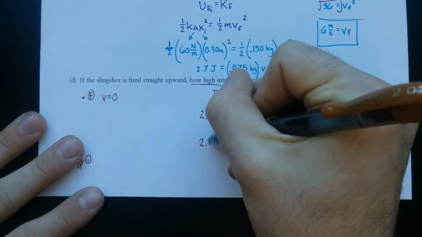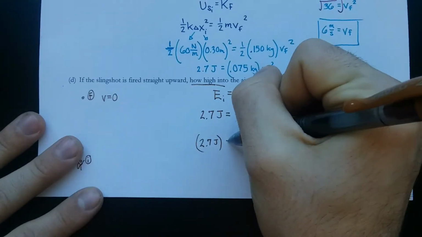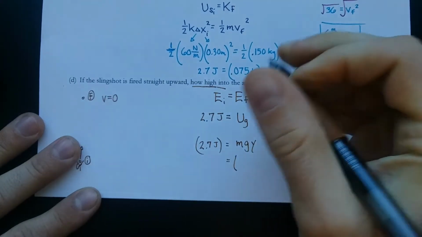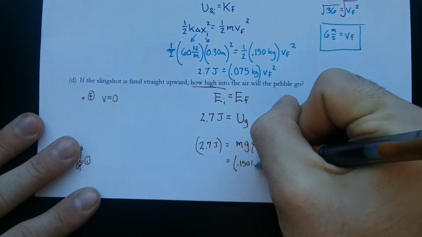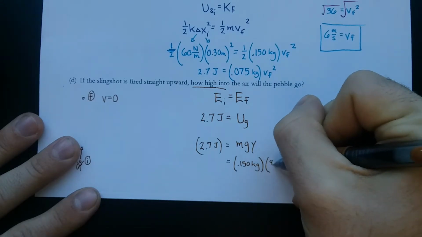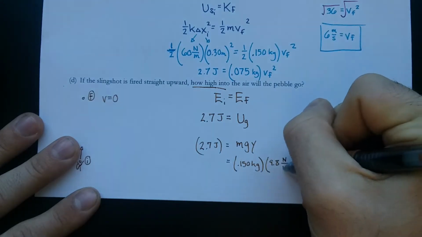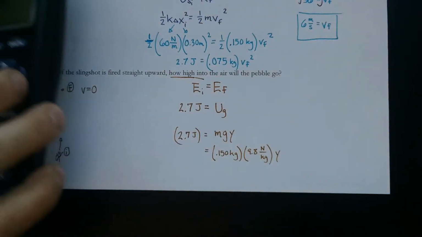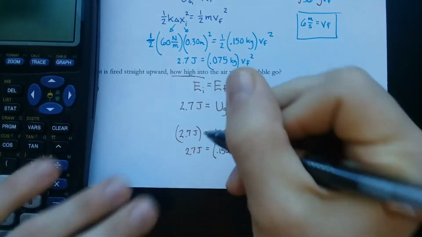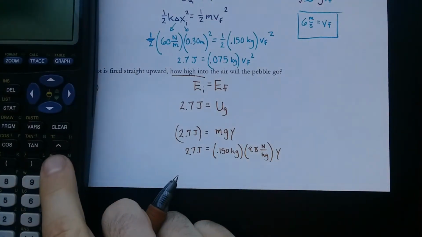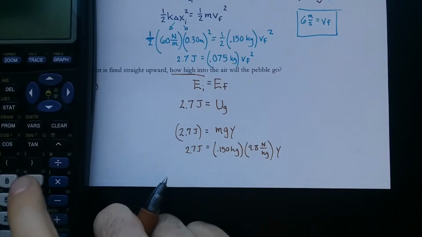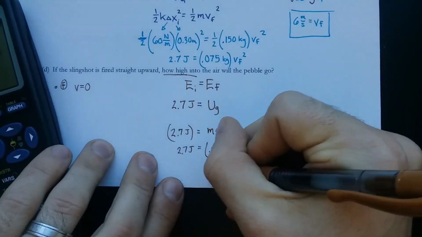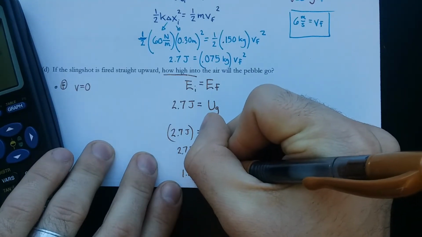So then I set 2.7 joules equal to mgy. And that mass is still 0.15 kilograms. That g is still 9.8 newtons per kilogram. And then I'm left with y, and that's equal to 2.7 joules. So 2.7 divided by 0.15 divided by 9.8 gives me a height of 1.8 meters.